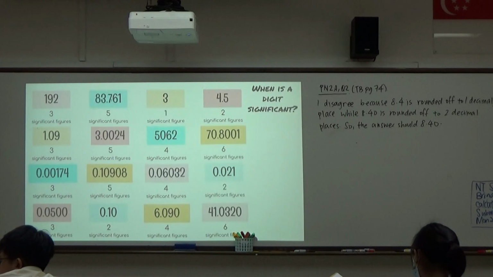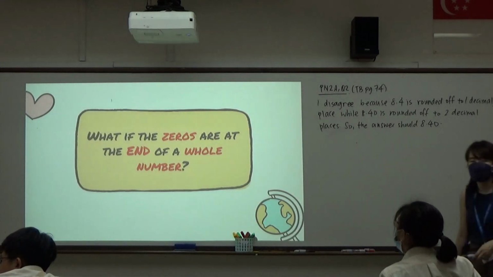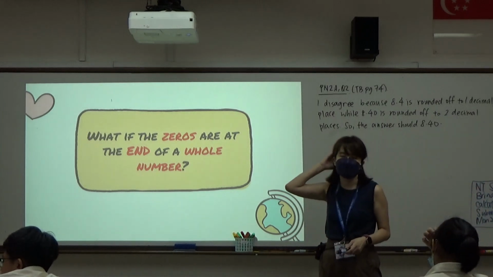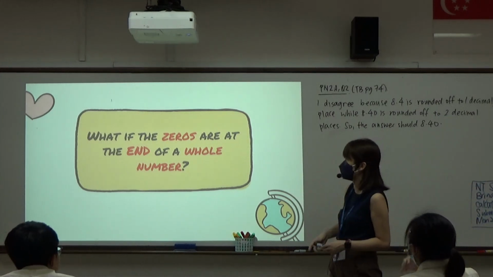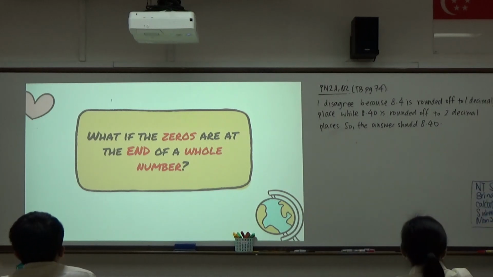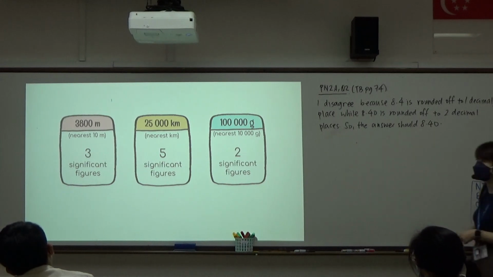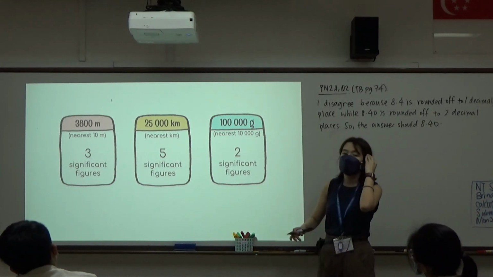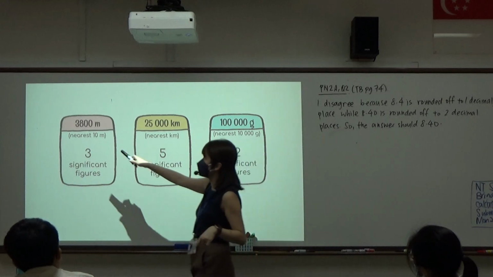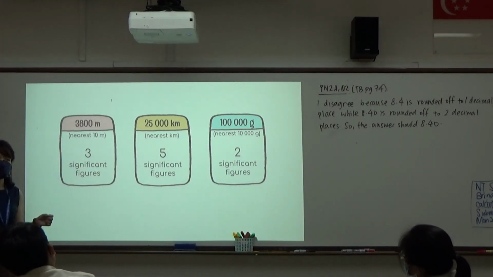Yes, there are 5 rules. The 5th one is the one that I think many of you have problems with, because I saw the work that you gave me. It is about whole numbers, so I really want to address this. Pay attention to this. For whole numbers that have zeros, whether we count them as significant or not really depends on the question.